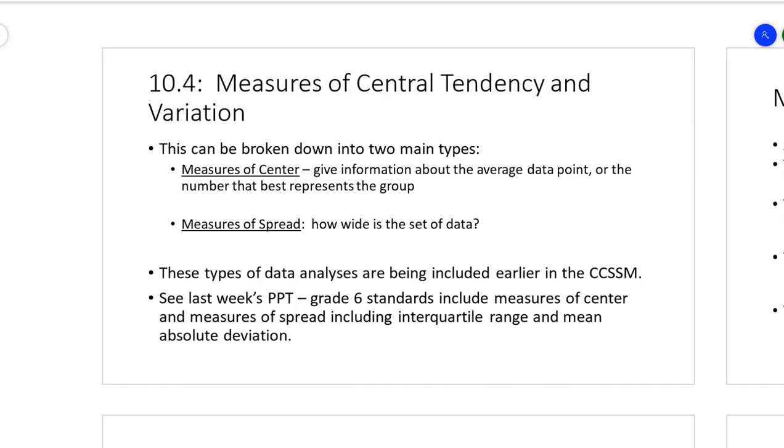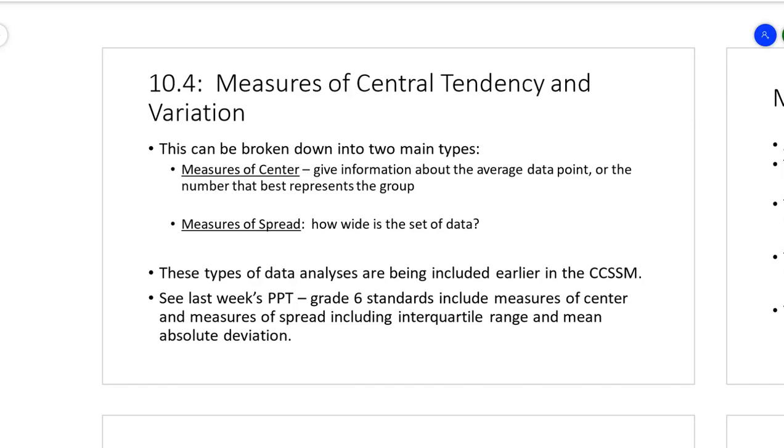So measures of center give information about the average data point, the number that best represents a group. So the average data point, that's the mean. But could there be other ways to represent a data set? Which one best represents information about that data set? Measures of spread talks about how wide the data set is.